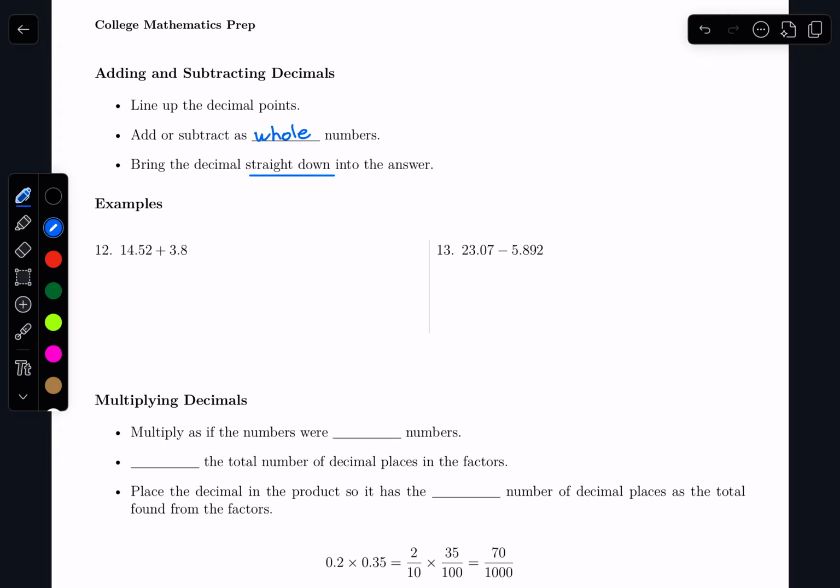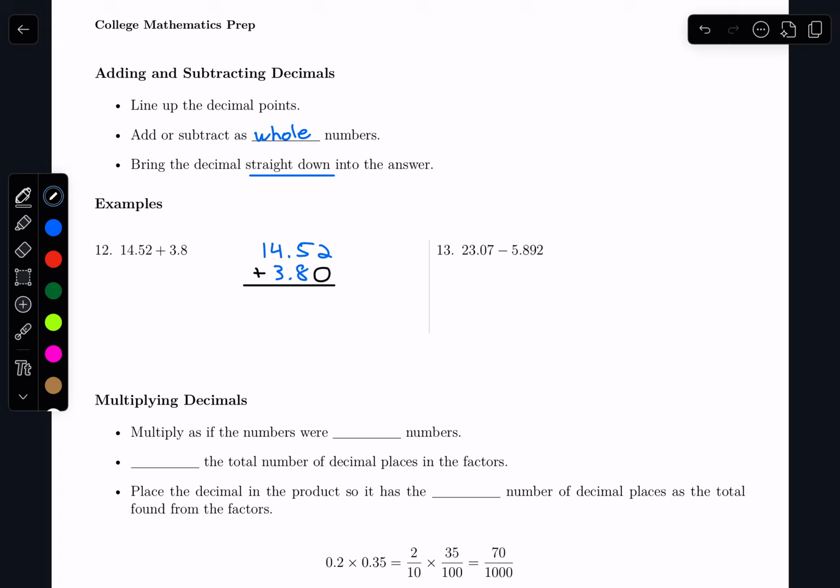So for number 12, 14.52 is 14 and 52 hundredths. And we're going to add 3.8, which is 3 and 8 tenths. So I'm going to write the numbers right on top of each other so that the decimal places line up. Now notice that these have different numbers of decimal places. We have a 2 in the hundredths position, but then we have a blank spot in the hundredths position for the next number. So what you're going to do is put a 0 there because 3.80 is the same as 3.8 in value, but now we actually have a number in that place value, so we know what to add with. So now we're just going to add as if the decimals don't exist.